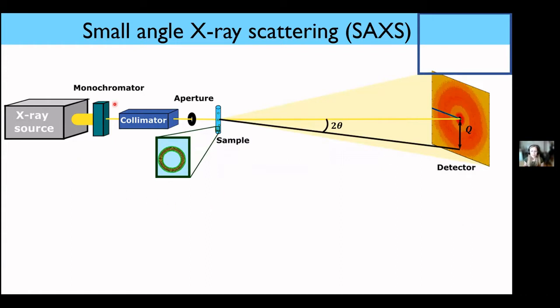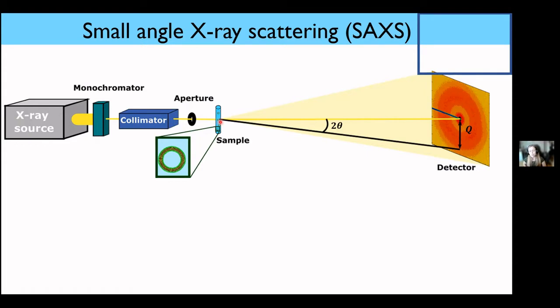So what is small angle scattering? Probably most of you are familiar with some type of diffraction or scattering experiments. As in any scattering experiment, you will have a source of radiation, X-ray in this case, and you will have to select your wavelength and align your beam here. And then you will have your sample where the radiation is hitting.